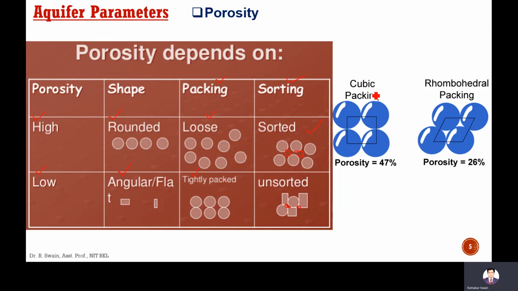And here it is also the packing. If it is cubic packing, you can see one cubic packing and rhombohedral packing. In this type of packing, you'll find more space, more voids, so it will give you more porosity, which is nearly equal to 47%. But in rhombohedral packing, there will be less space, so the porosity will be less, which is nearly 26%.